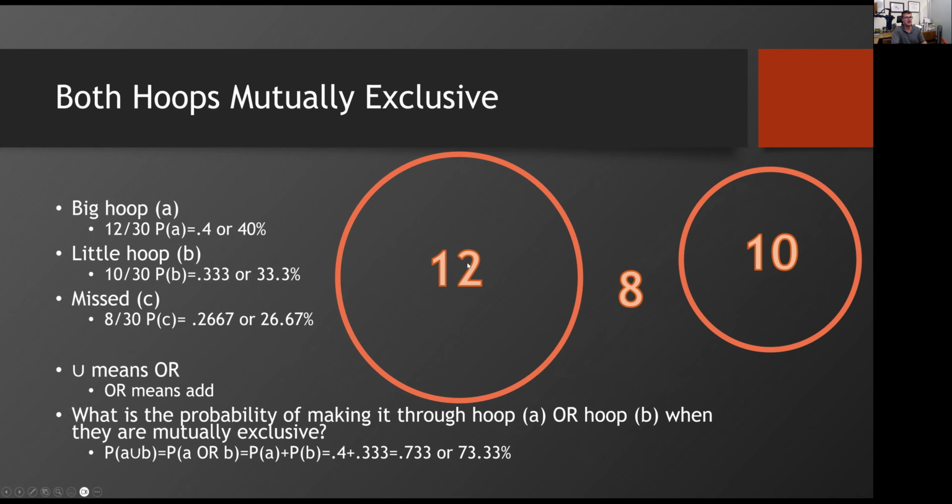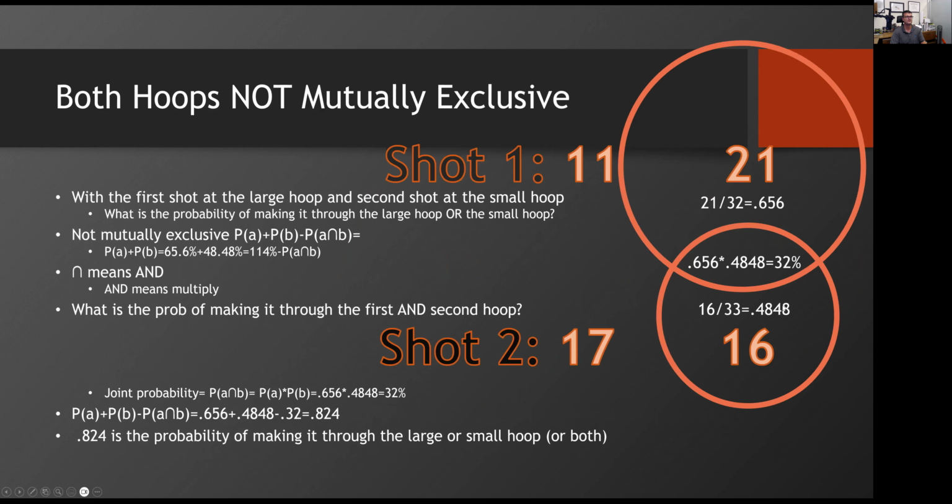So once again, the probability of making it through the big hula hoop plus the probability of making it through the little hula hoop, you can just add those probabilities together to say what's the probability of you making it through the big hula hoop or the little hula hoop. And the reason why you can just add those together is because they're mutually exclusive. But if they're not mutually exclusive, we need to do it a little bit different.